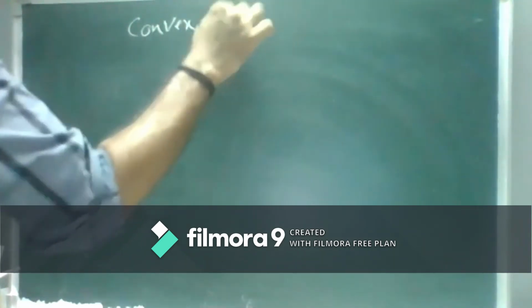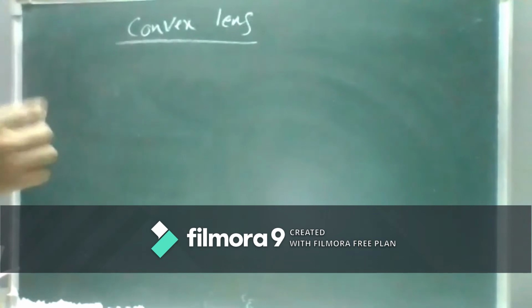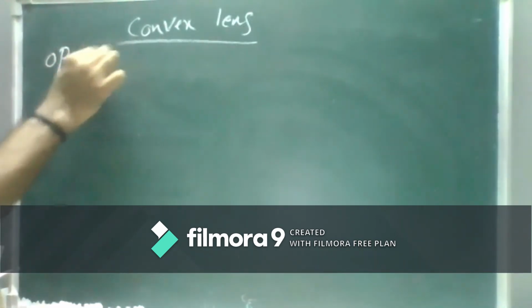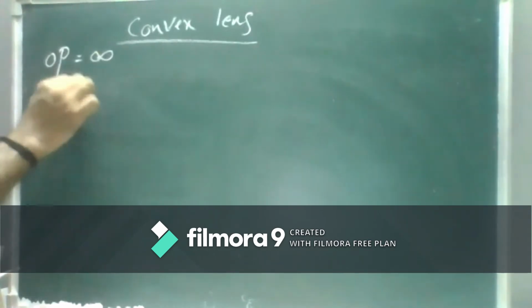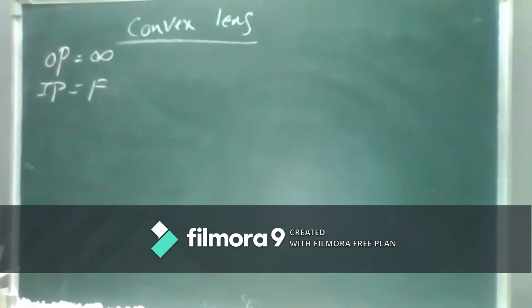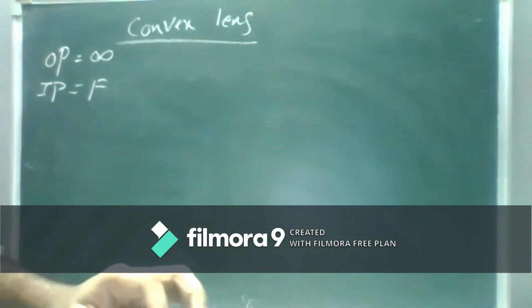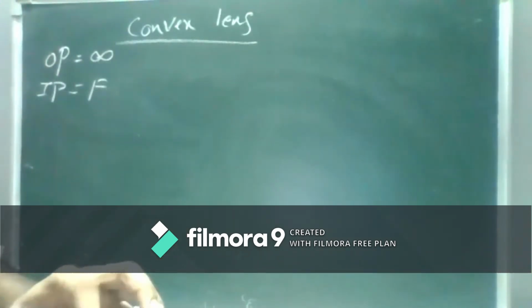So last class we have discussed the convex lenses. The object position we discussed was at the infinity location, and the image position was at focus. We discussed this in the last class. Okay, so I will continue from there. We'll see that content again, then we'll go to the next one.